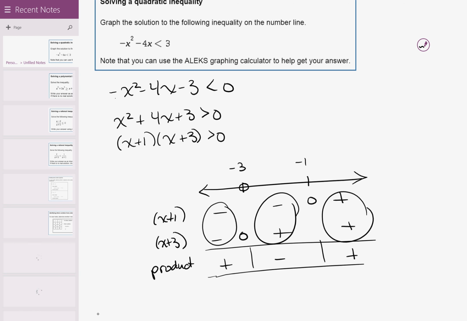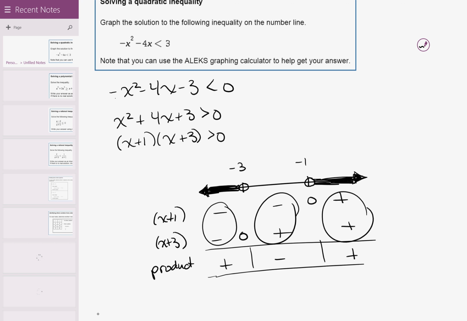I was checking some points in my head to make sure I hadn't made a sign error, which is very easy to do. Now, this is my solution set, graphed on the number line.